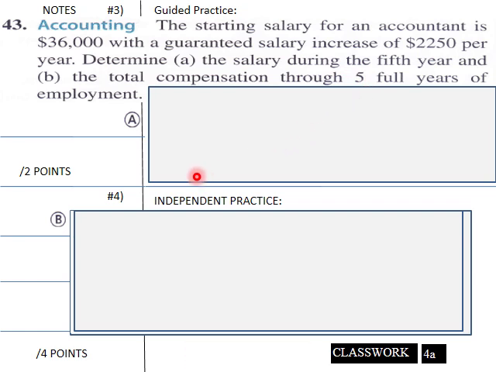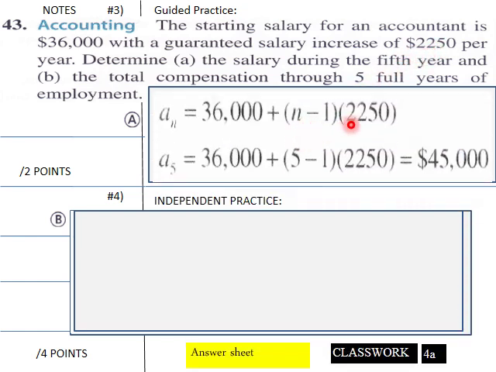So for A here, determine the salary during the 5th year. What would the 5th year salary be with a $36,000 start and a $2,250 increase per year? This would be your plug-in here: 36,000 plus (n minus 1) times 2,250. You plug in your value, 5 minus 1, and you get 36,000 plus 4 times 2,250, and you end up with $45,000.